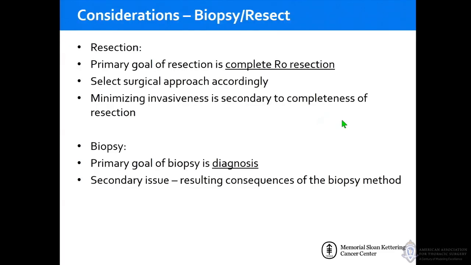But the secondary issue to consider is what are the potential resulting consequences of your method of biopsying this. So perhaps they set out to try to biopsy this lesion with VATS initially, and that might have been fine if it was lymphoma, but if there's a chance it was a thymoma, where you wouldn't want to disrupt or violate the tumor, then you need to think about that.